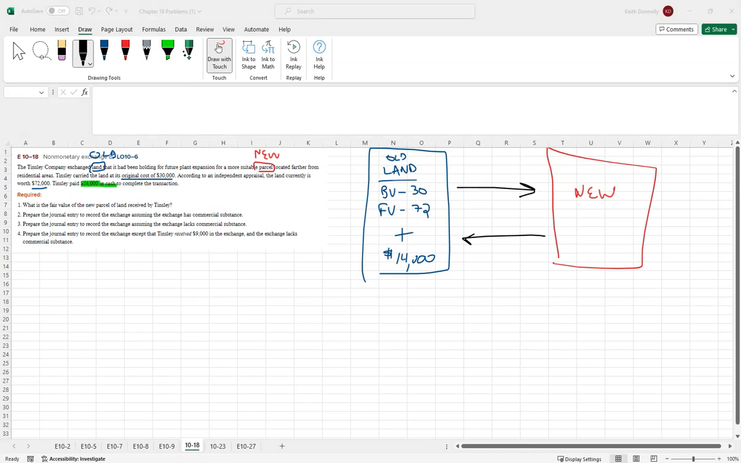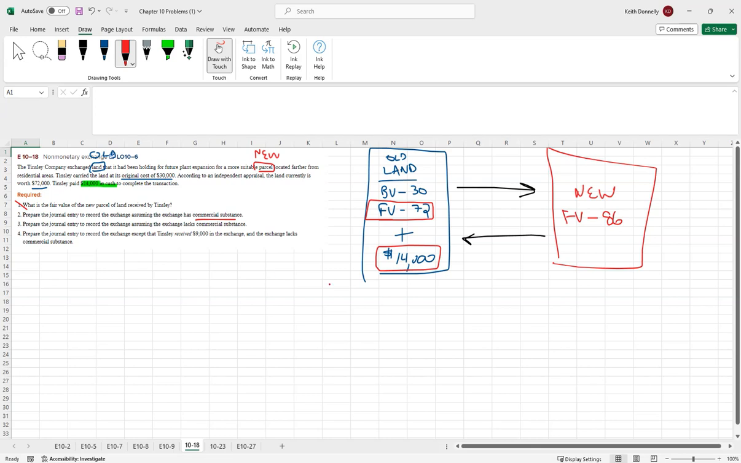In this case, in order to get the fair value of the new, as a general rule, we're going to assume there's commercial substance here. We're going to take the fair value of the old, 72, plus the cash. So 72 and 14, we're looking at 86 here. Okay, so that's one. Prepare the journal entry, assuming there is commercial substance.